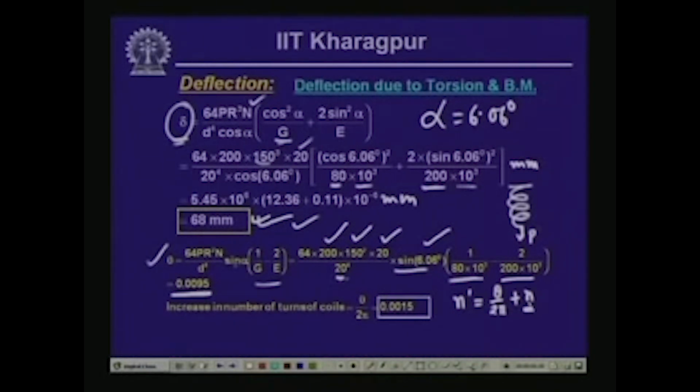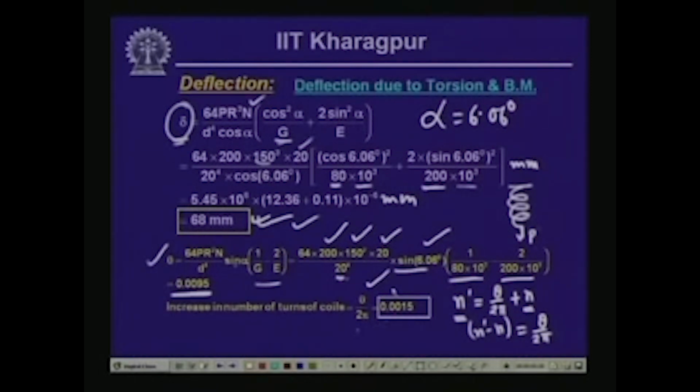N is the number of turns that we had initially, and n dash is the number of turns that have been introduced after this angular rotation. So, the increase in the number of turns is n dash minus n, which is equal to theta by twice pi, and this is what has been computed over here.